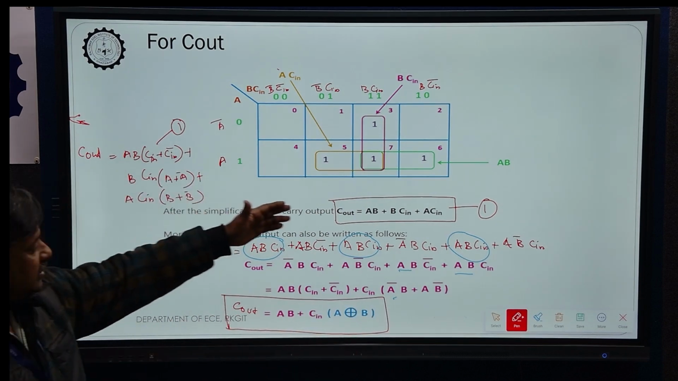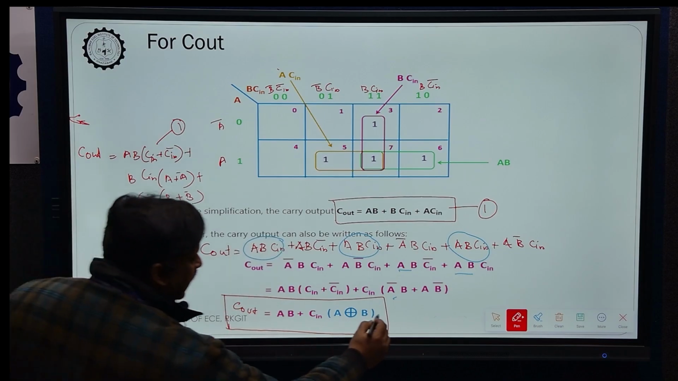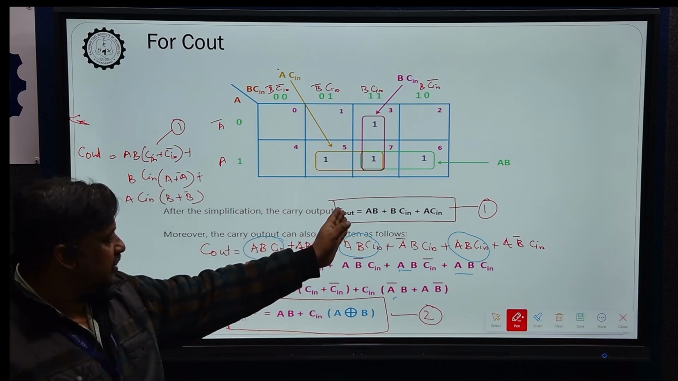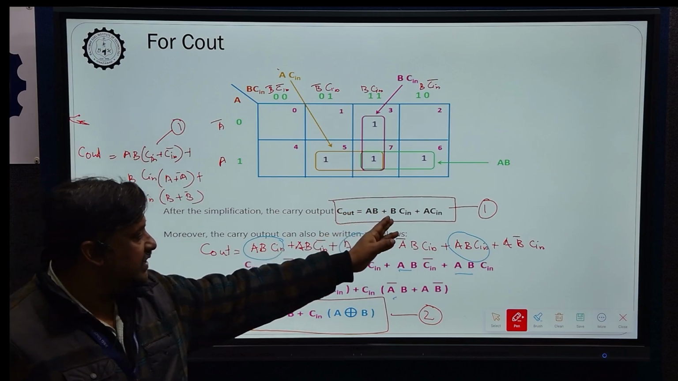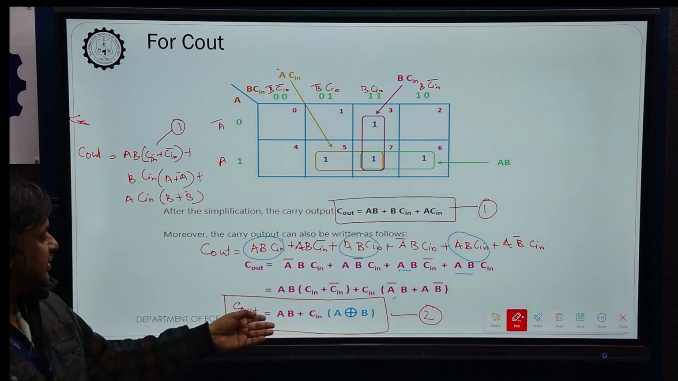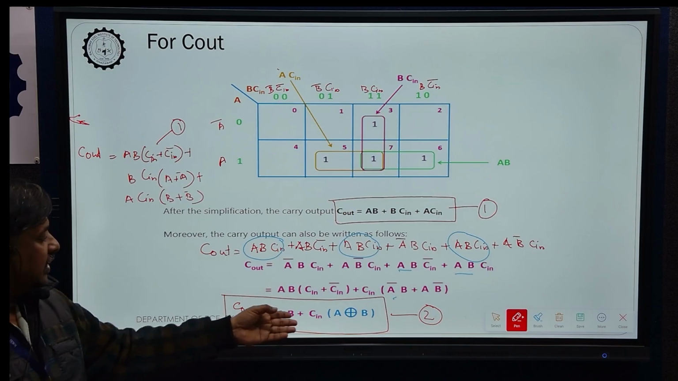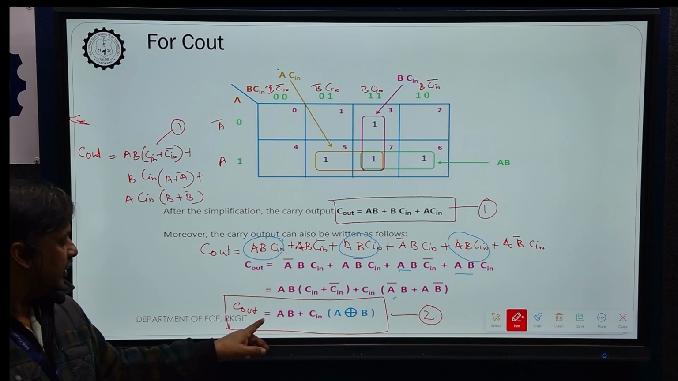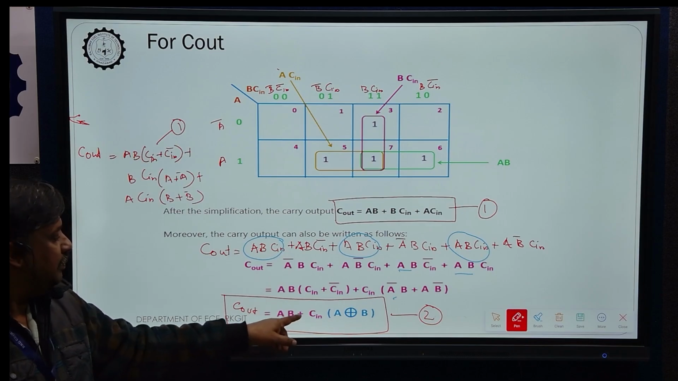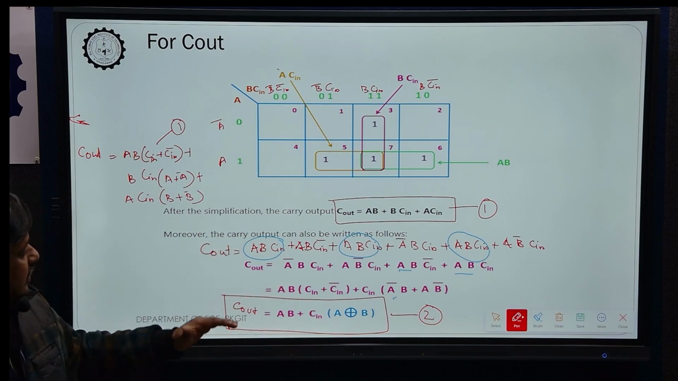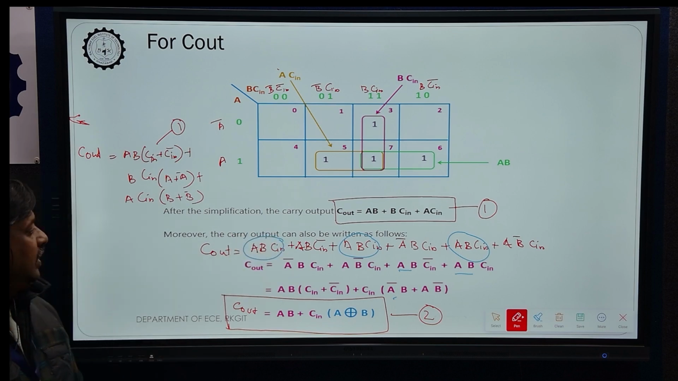So these two equations we can use for C out: either the first equation, C out is equal to AB plus BC in plus AC in, or also this one. This is the optimized one, as I'll show in the next slide. C out is equal to AB plus C in into A XOR B. So we got 2 equations for the carry out of full adder.